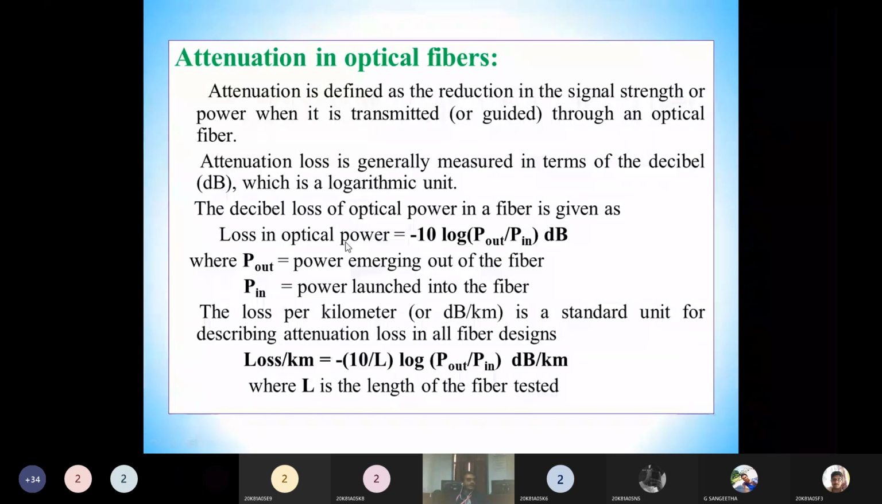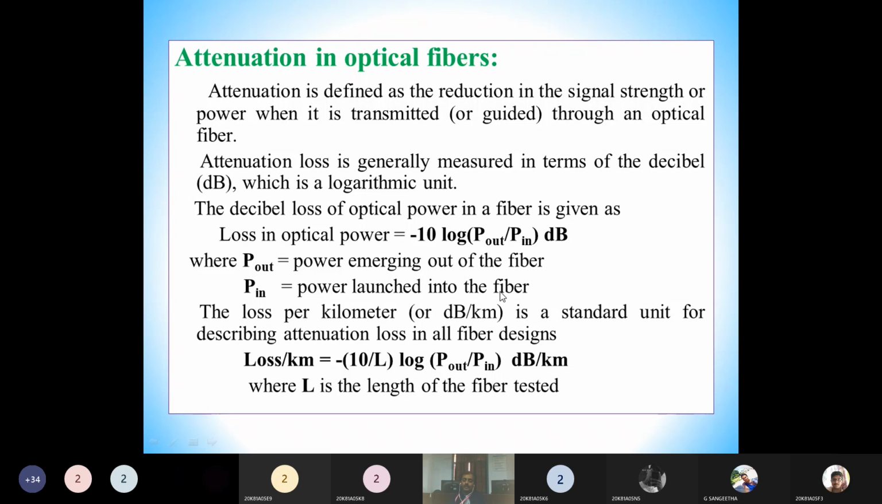I think you already did this experiment. The optical loss in the fiber is given by the formula: loss equals minus 10 times log of P out by P in. This is the optical power loss in decibels. Here P out is the power emerging out of the fiber, and P in is the power launched into the fiber.